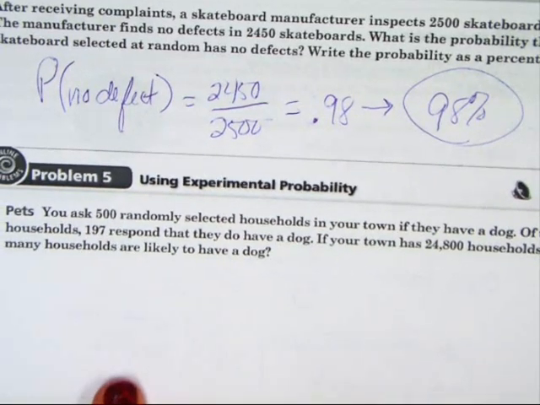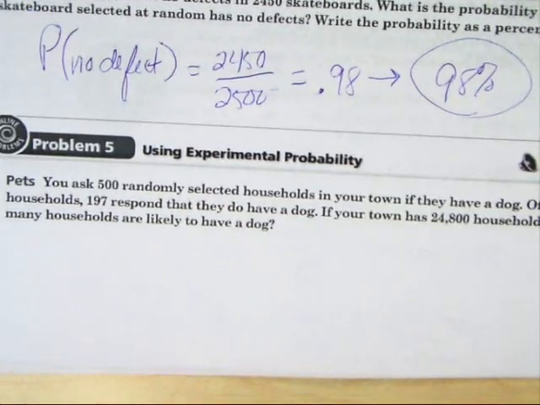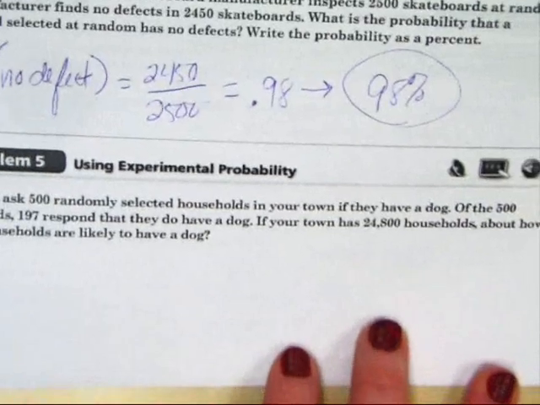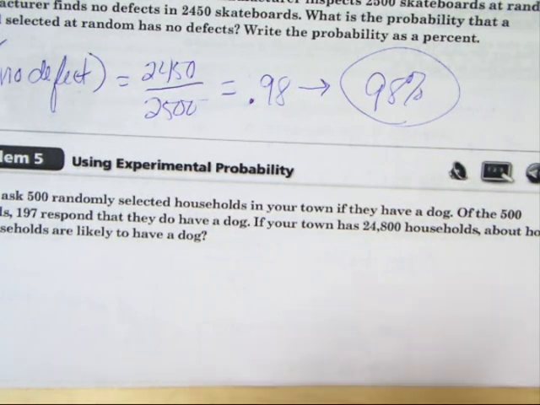You ask 500 randomly selected households in your town if they have a dog. Of 500, 197 said that they have a dog. Now, what if you wanted to relate this to something bigger? Pretend that your town, so you're using a little sample of 500, you want to relate that to your whole town that has 24,800 households. How many of those will probably have a dog?